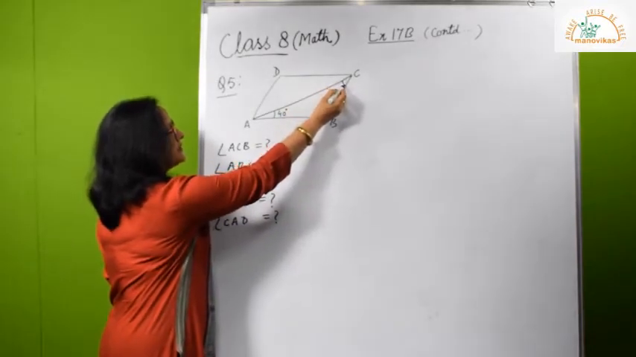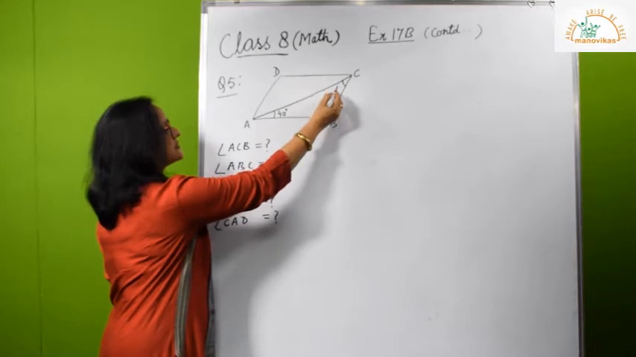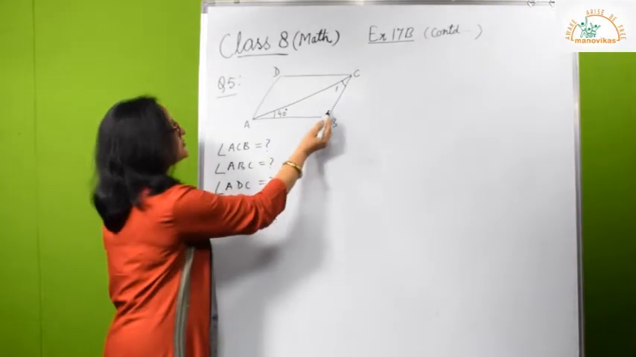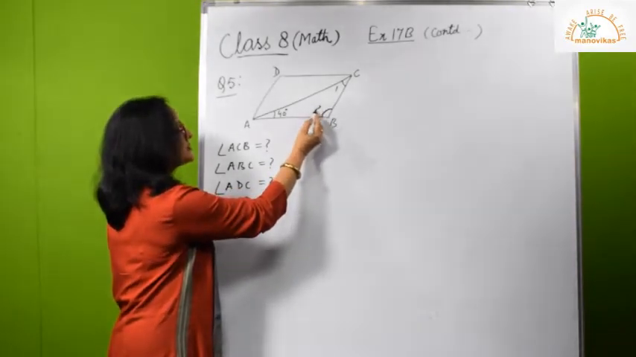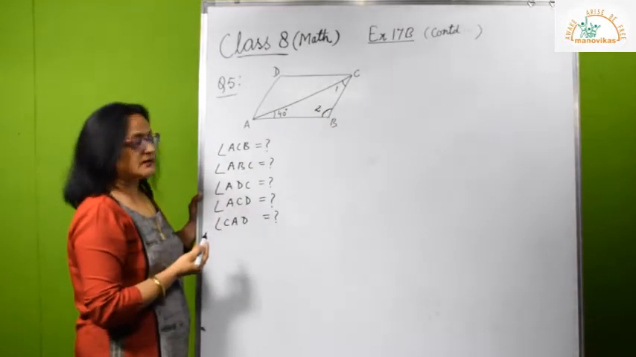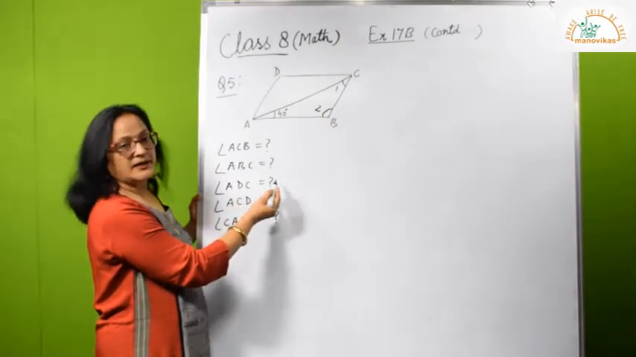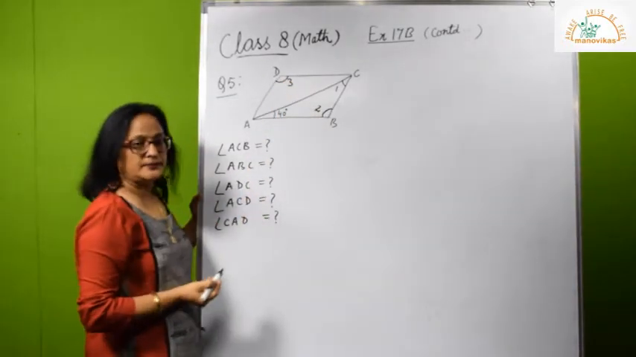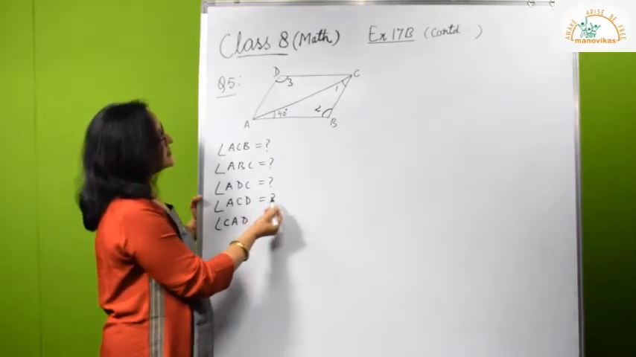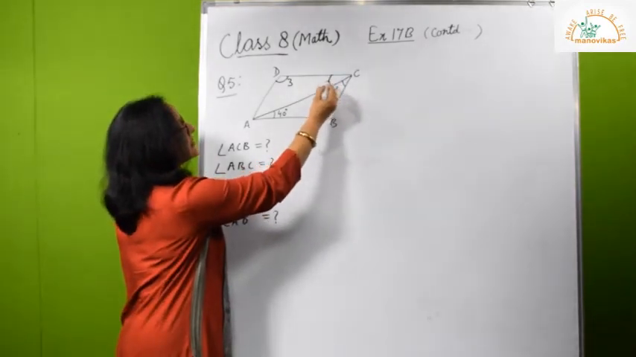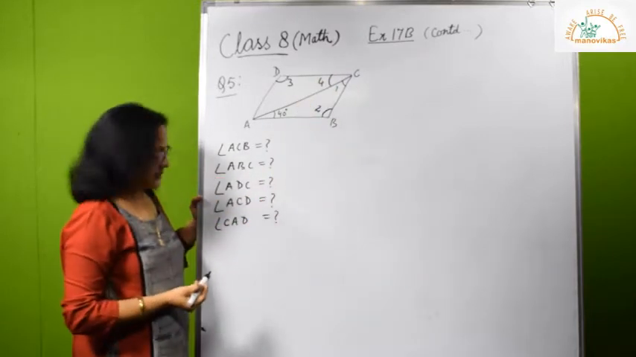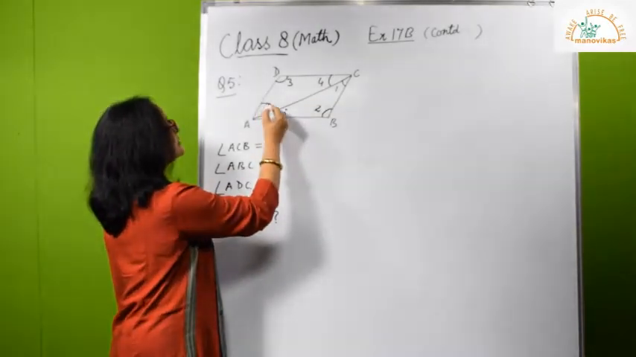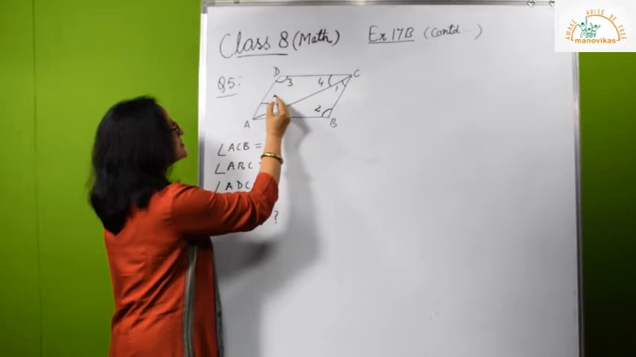ACB means this angle. For the sake of convenience, let's call it angle 1. Then angle ABC you have to find. Suppose this is angle number 2. Third is angle ADC, which means this, angle number 3. And ACD means this angle, suppose this is angle number 4. And at last angle CAD, which you have to find. Say this angle is number 5.